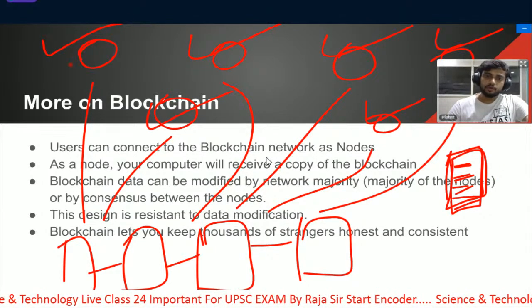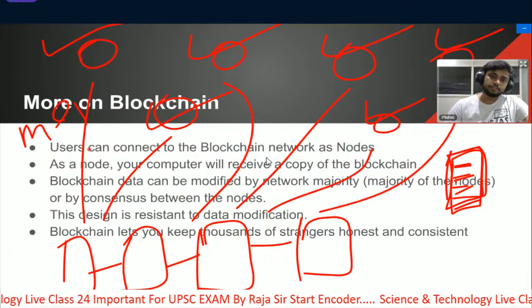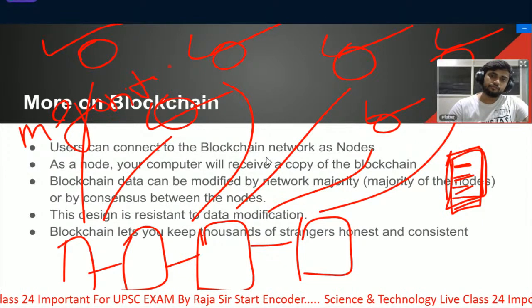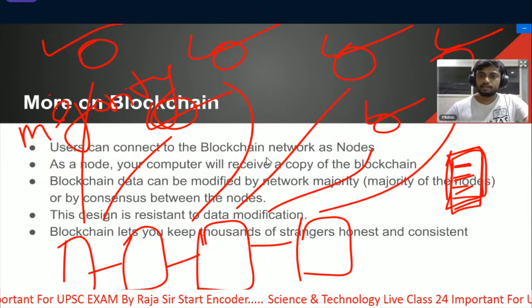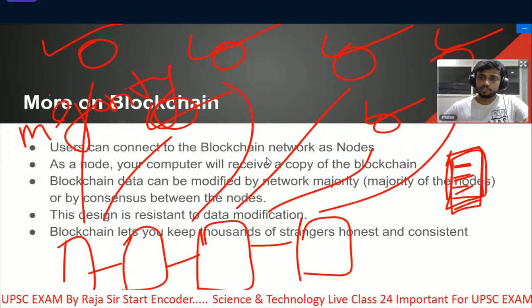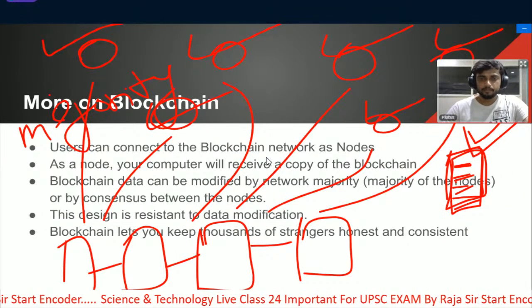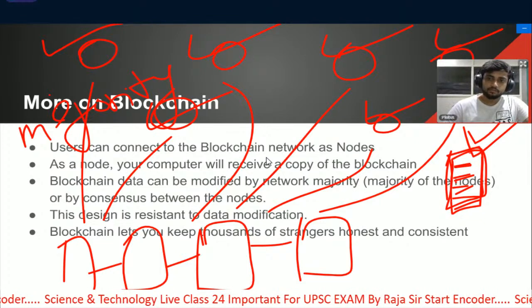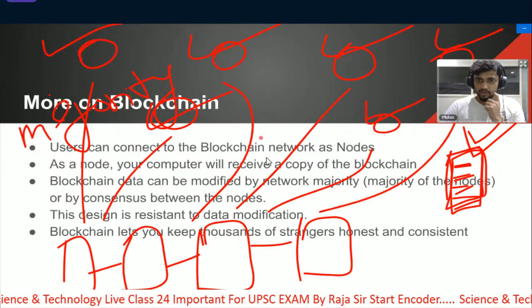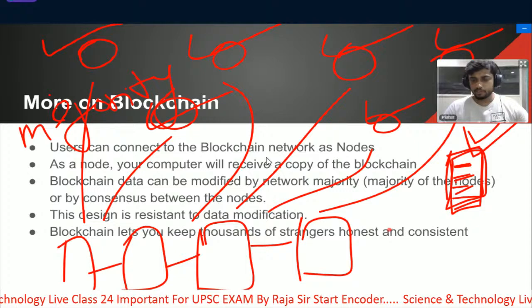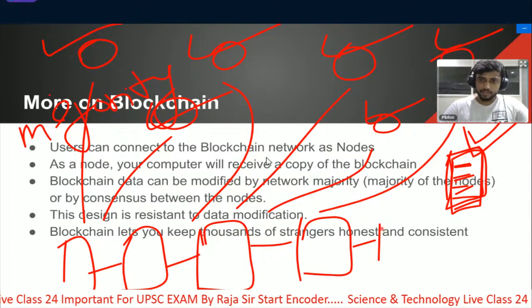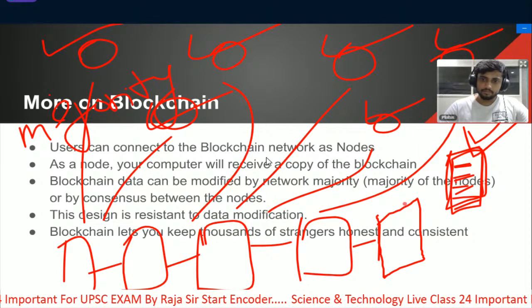Okay, if the majority of the network agrees that the content of this block is authentic, this transaction is valid. This transaction is valid when everyone agrees, by the majority of the network, then this block is added to the blockchain.